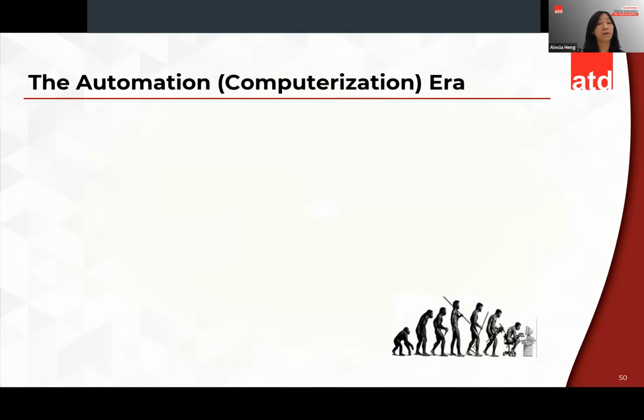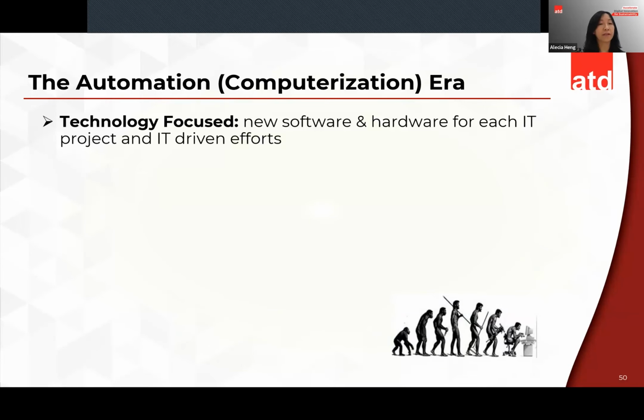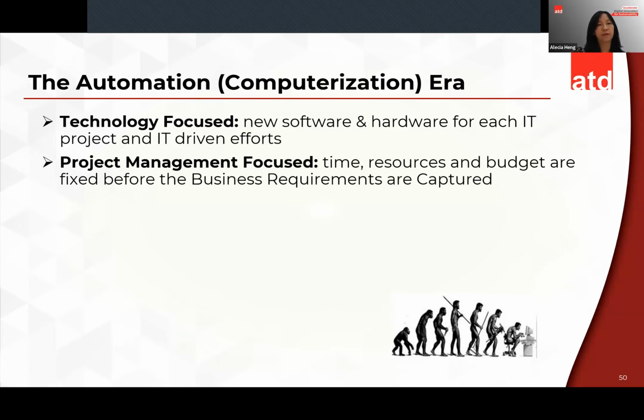In the era of automation, we are very technology focused. That's where, as you just saw, we produce a lot of islands of information. Each IT project, each IT initiative will produce a new set of software, hardware, and a new set of data as well. In terms of project management, we are focusing on time, resource, and budget. Whatever the IT department wants, we will say, tell us about it, and we will see whether we have the time, resource, and budget to fulfill it, and we'll prioritize our projects accordingly.